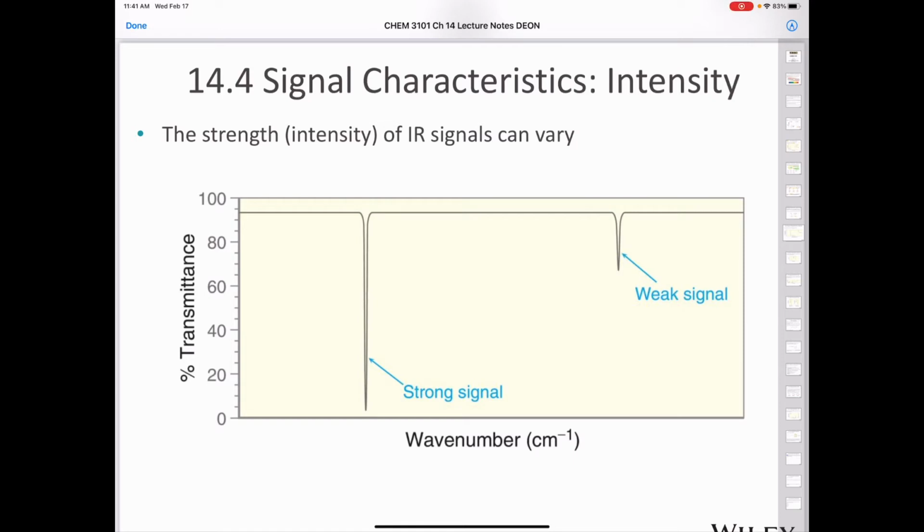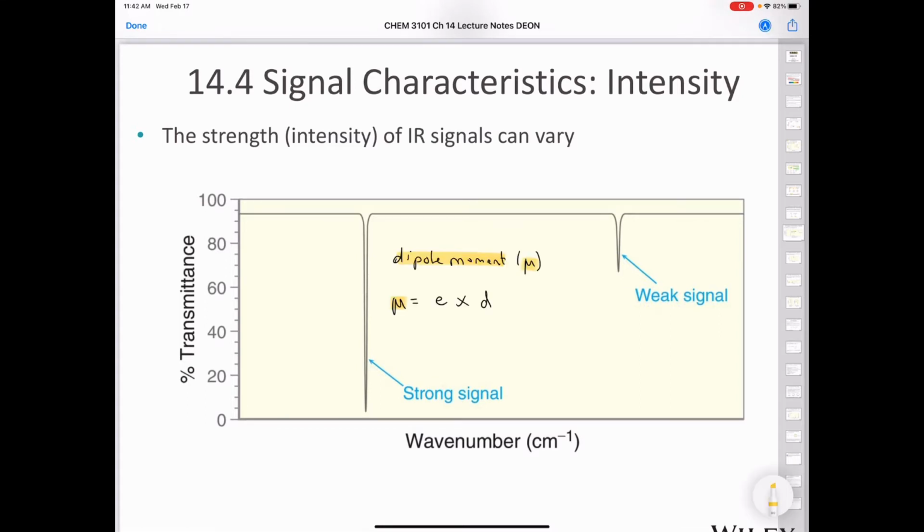In an infrared spectrum, some signals may be very strong in comparison with other signals on the same spectrum. That is, some bonds absorb infrared radiation very efficiently, while other bonds are less efficient at absorbing infrared radiation. To understand this, you've got to consider how the strength of the dipole moment changes when a bond vibrates.